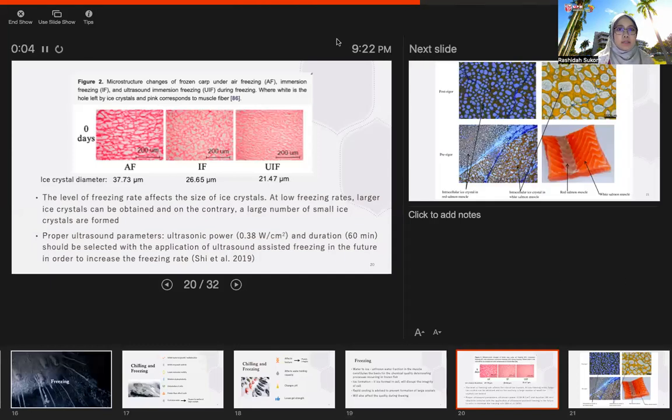Okay, next we go to this one, which is an example of microstructure changes of frozen carp. This is an example of work that has been done before, to compare the crystal formation. This one is actually comparing the freezing rate. If you see from the AF, IF, and UIF.